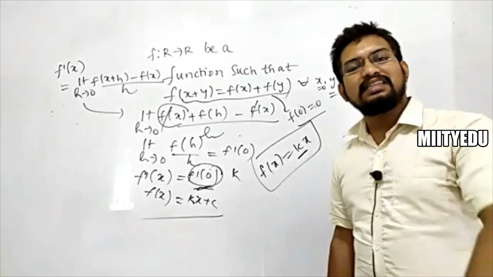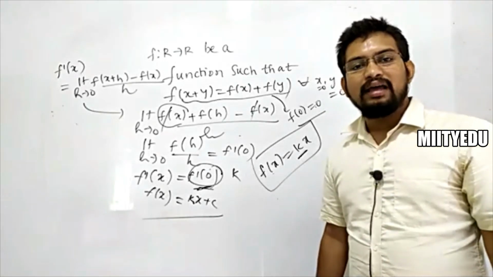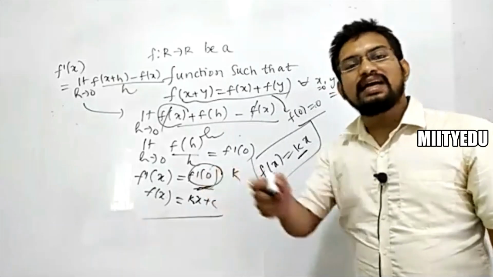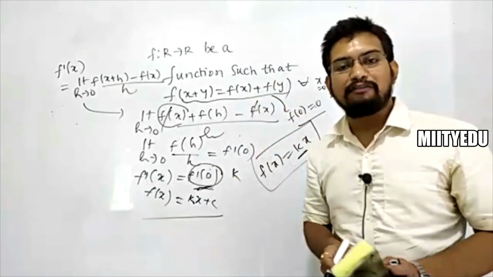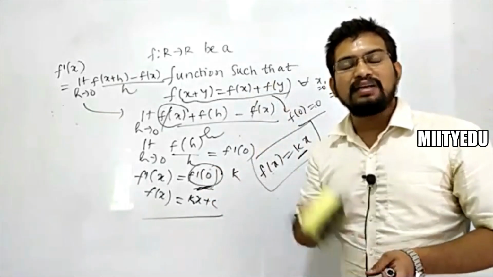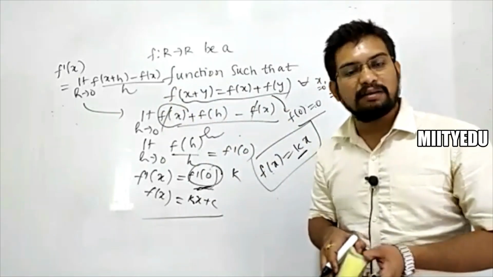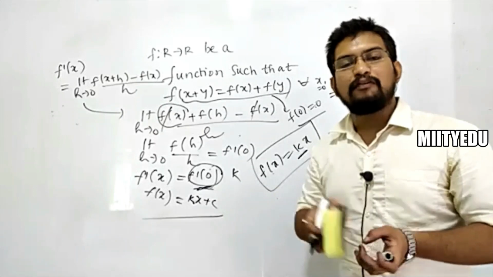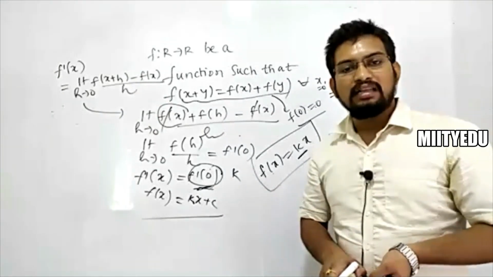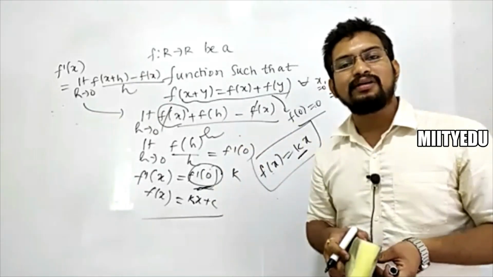For the existence of f dash 0, the basic condition is this: for a function to be differentiable at some point, the first and primary condition is that the function has to be continuous at that point.